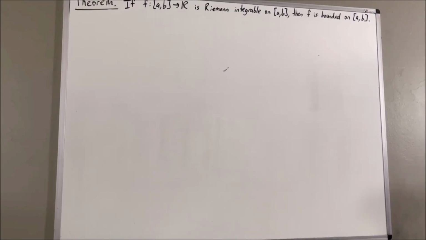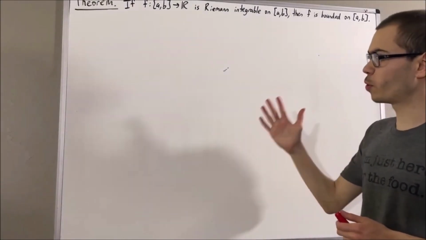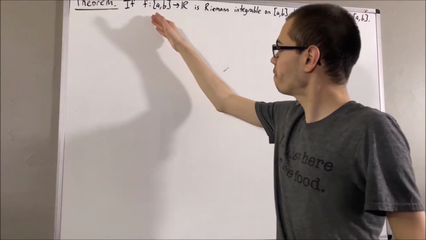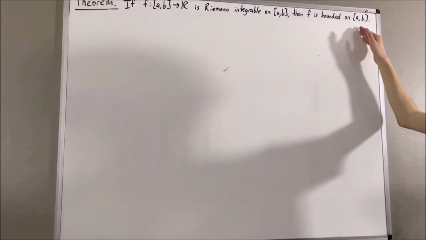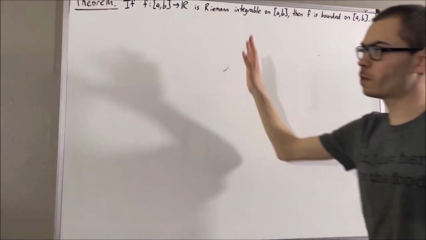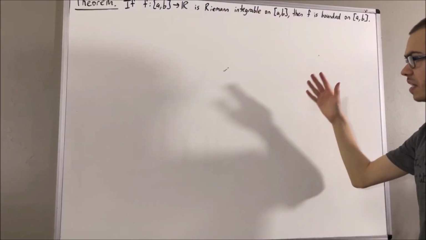Hello! In this video, we are going to prove the following theorem. If f is Riemann integrable on [a, b], then f is bounded on [a, b]. Now, before we get into proving this theorem, let's first remind ourselves of some things.